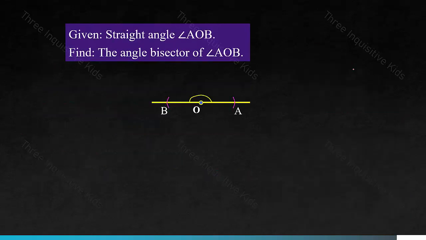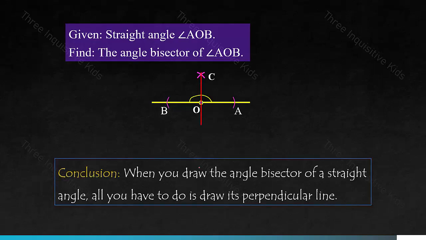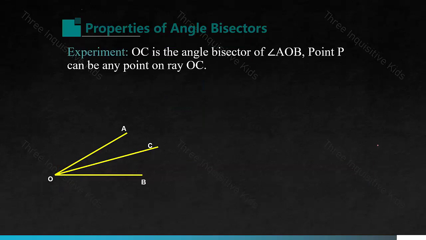We are given straight angle AOB. Find the angle bisector of angle AOB. If it's a straight angle, you know that each of its bisected angles has to equal 90 degrees, which means all you have to do is draw a line perpendicular to AOB. So when you draw the angle bisector of a straight angle, all you have to do is draw its perpendicular line. OC is the angle bisector of angle AOB.